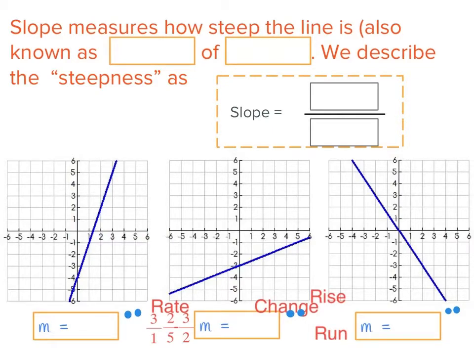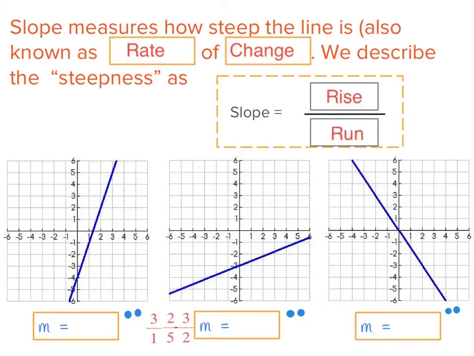Earlier in our definition of slope, we said that the slope measures how steep the line is. It is also known as rate of change. Now the rate of change tells you how fast or slow the line moves across the y-axis compared to how fast or slow the line moves across the x-axis. And we can describe the rate of change or the steepness by using a formula: slope equals rise over run. The rise is how much the line moves up or down on a graph, and the run tells you how much the line moves from left to right on a graph.